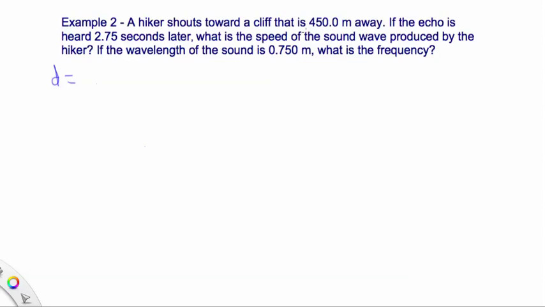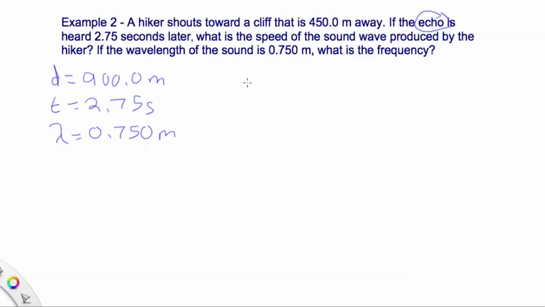But before I write anything down, let's think about it: we're doing an echo. So it has to travel this 450 meters to the cliff and 450 meters back. So our distance is 900 meters, and make sure you use the appropriate adding rules in order to get your significant figures here. And our time is 2.75 seconds, and we're going to need the wavelength in a little bit. 0.750 meters. So to find our velocity, we do velocity equals distance divided by time.